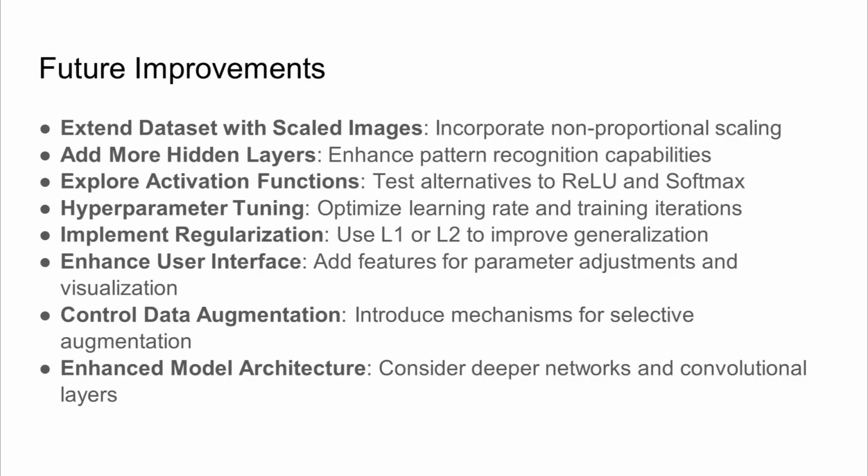As we look to the future of the Recognizer project, several enhancements stand out to further elevate its performance and user experience. First, we plan to extend the dataset by incorporating scaled images. Currently, our model handles rotations, but adding non-proportional scaling could significantly broaden its recognition capabilities. To address more complex patterns effectively, we're considering adding additional hidden layers to our neural network. This could potentially enhance its ability to decode more intricate and subtle variations in handwriting.